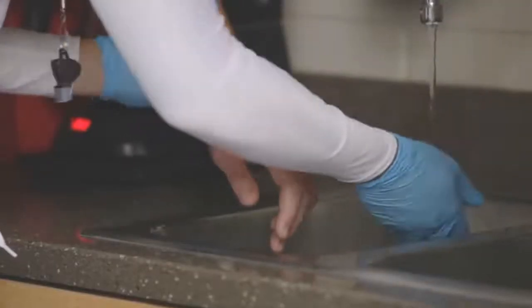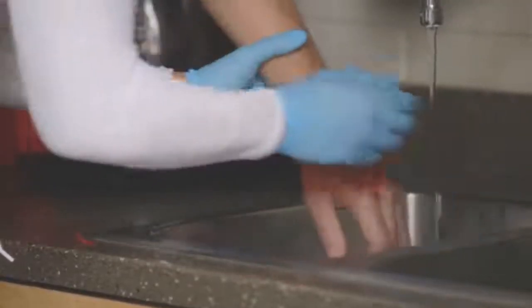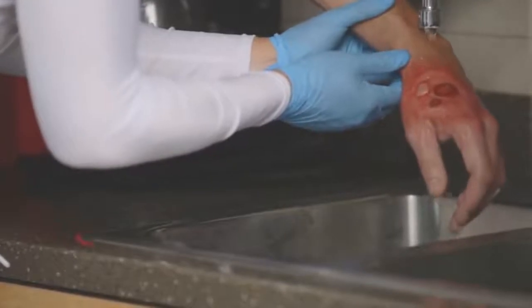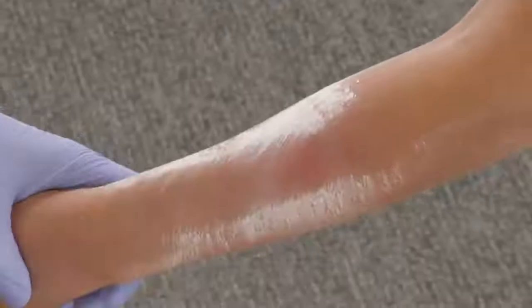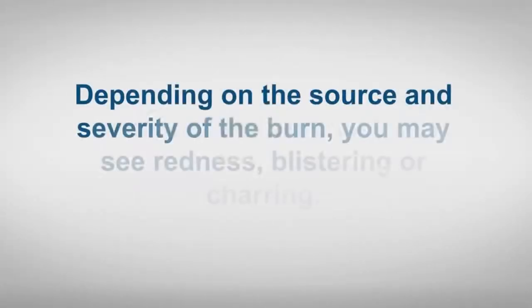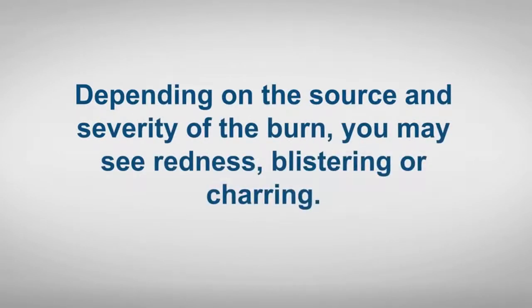A burn is another type of soft tissue injury that can also occur at aquatic facilities. Burns can be caused by heat, radiation, chemical, and electrical sources. Depending on the source and severity of the burn, you may see redness, blistering, or charring.